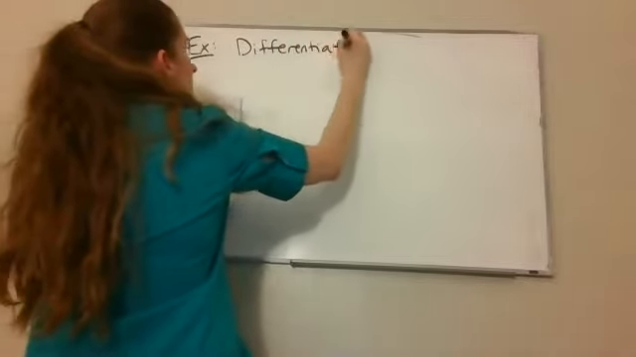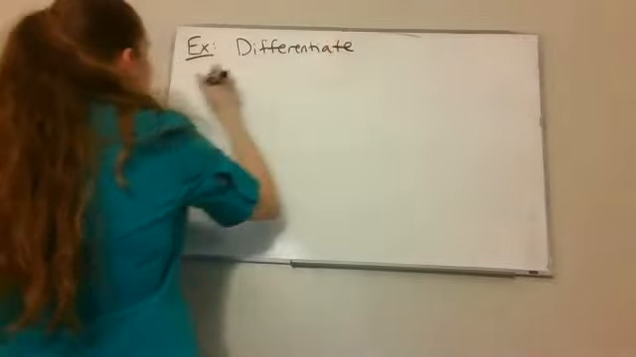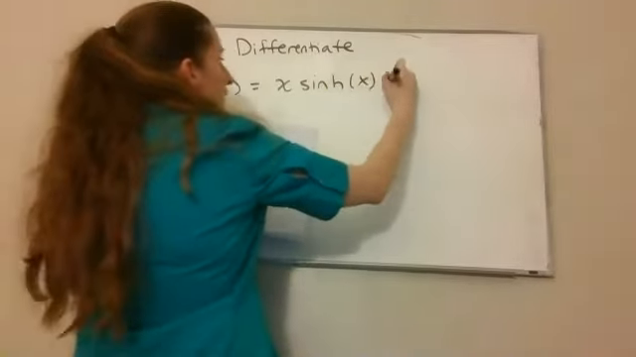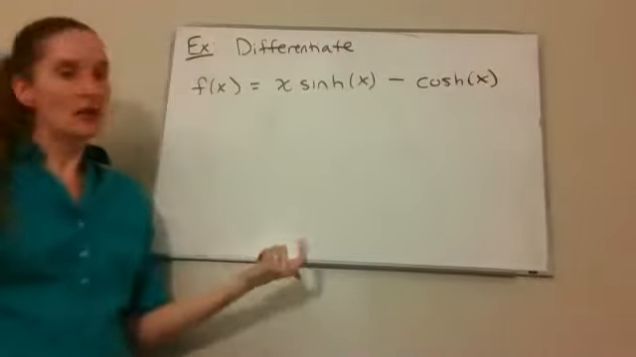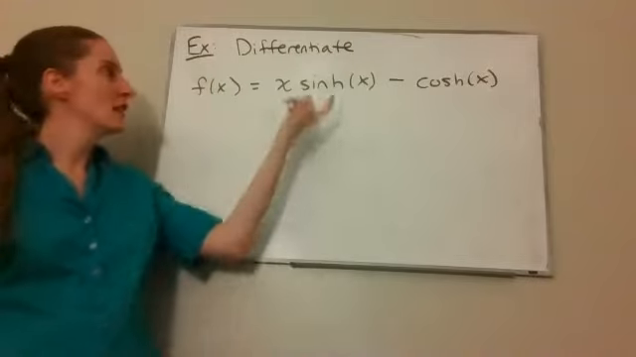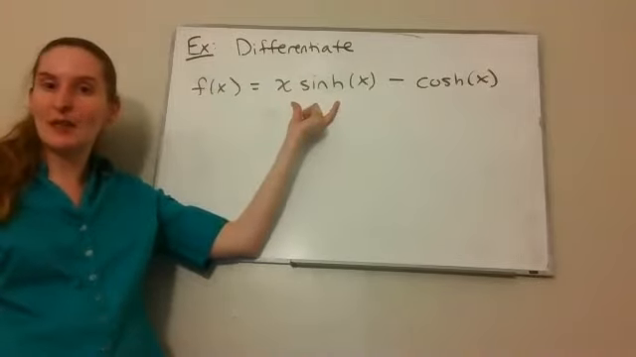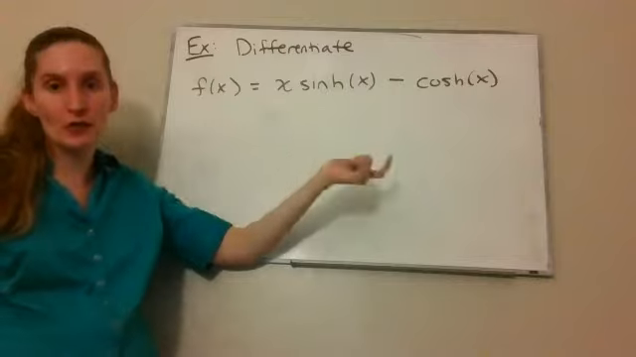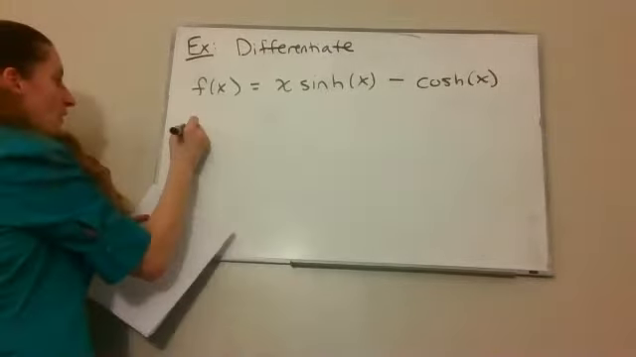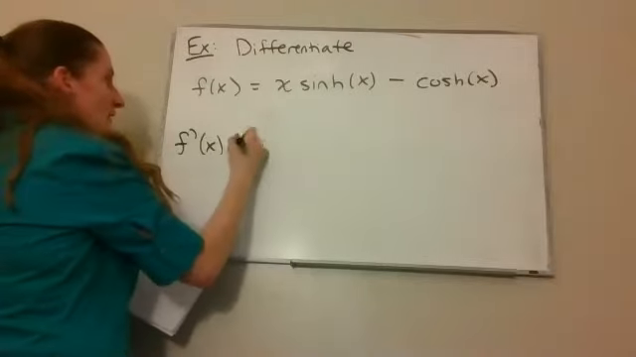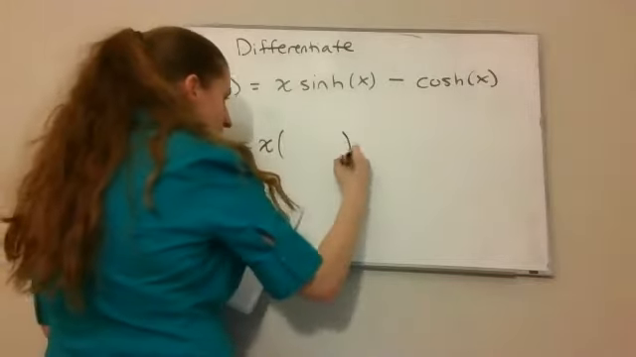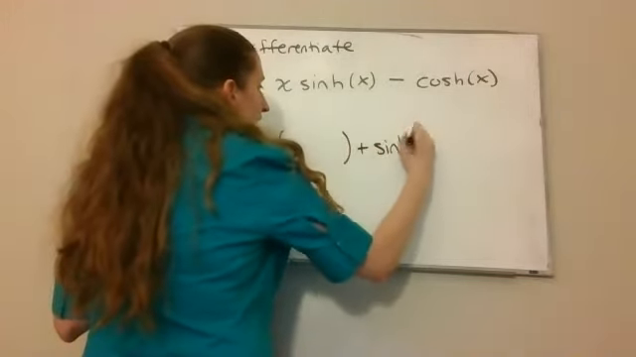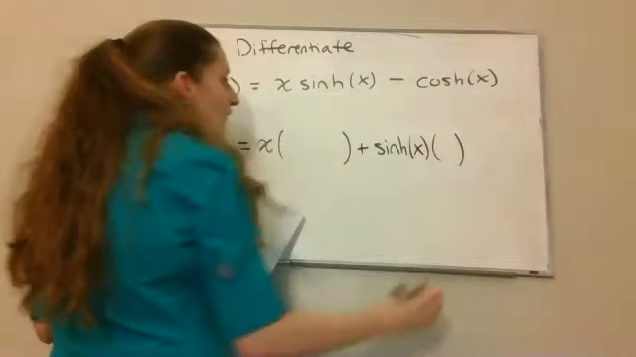Differentiate the function f of x equals x times the hyperbolic sine of x minus hyperbolic cosine of x. Now notice, if I'm going to take the derivative of this, to take the derivative of x times the hyperbolic sine, I need to use a product rule from Calc 1. So my product rule says that the derivative of a product is the first guy times the derivative of the second, plus the second guy times the derivative of the first.